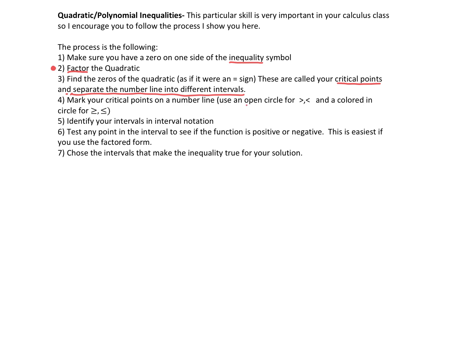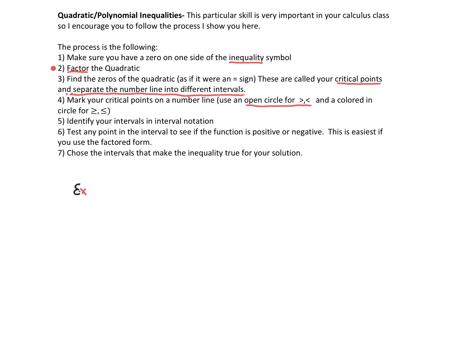We're going to use an open circle if it is less than or greater than, and a colored in circle if it's greater than or equal to or less than or equal to. Then we're going to identify our intervals in interval notation. Then we're going to choose a test point, decide if that test point makes the inequality true or false, and then choose the intervals that make the inequality true. So I'm going to start with a really simple example here.